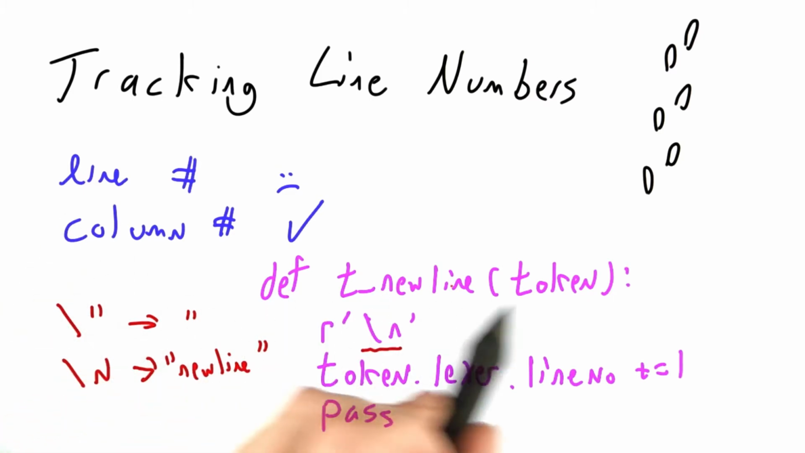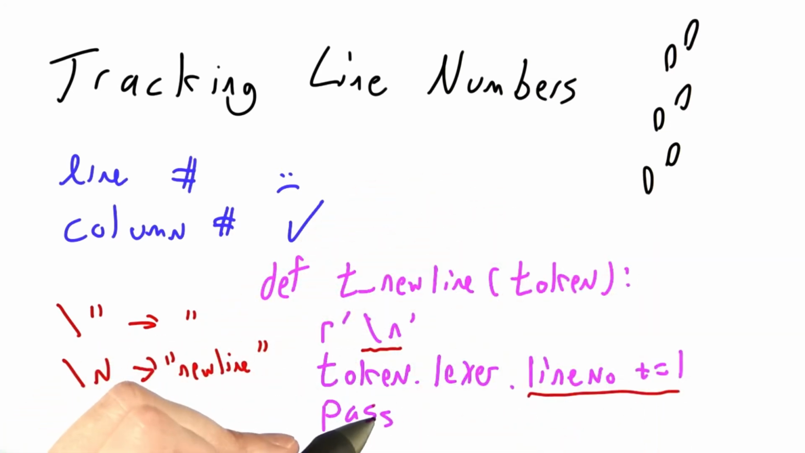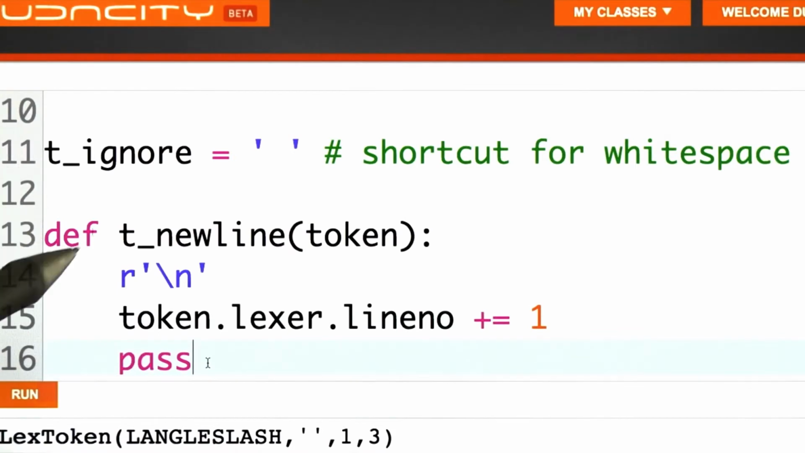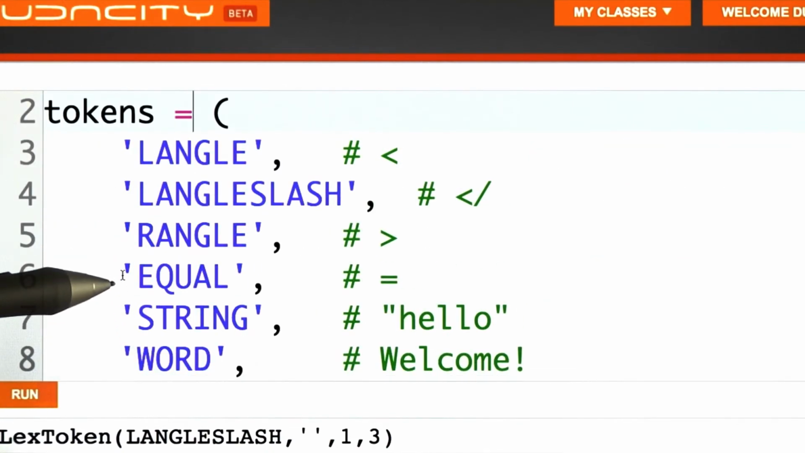So this rule, token new line, matches a new line that appears, and when we see it, we take the token and increment its line number by 1, and then we pass over the new line as if it were white space. Here you can see that I've added the new line rule, just as I described on the previous slide, to our old lexer from before.